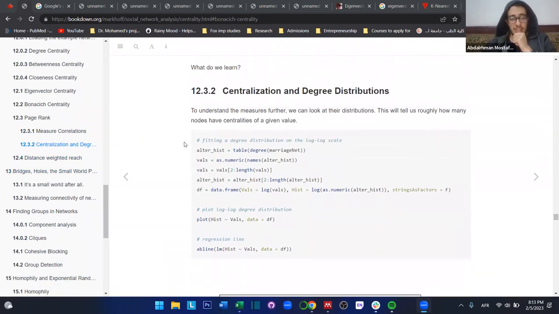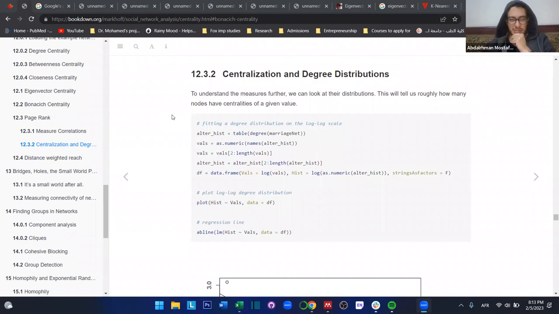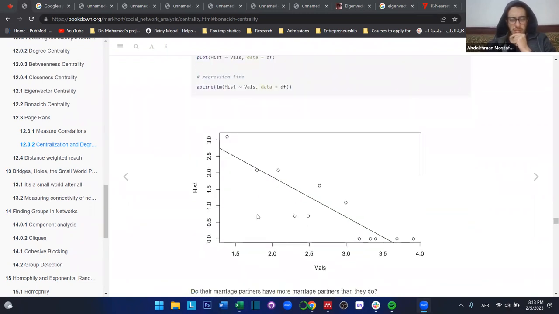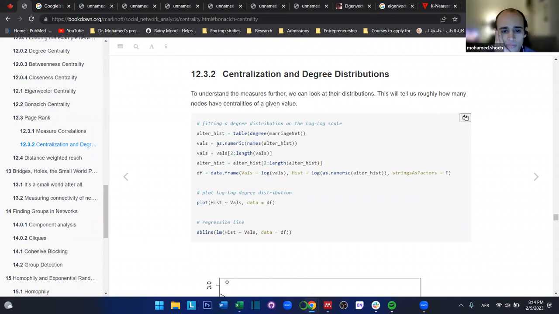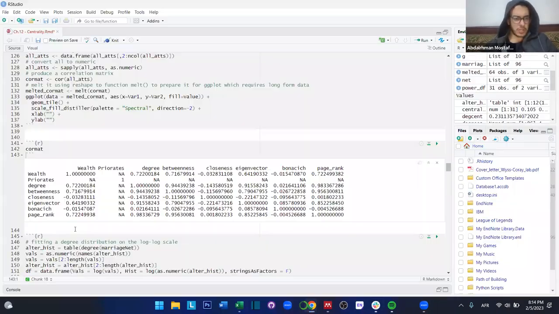Now, the next section was quite complicated for me, to be honest. So they try to understand them further by looking at their distributions. And this part was not quite intuitive for me to understand. They try to fit a degree distribution on the log-log scale. I understand how they use the log to scale the values, but I don't understand what the values are exactly. So they used the degree function on the marriage net, and then tabulated it, and then turned the names of that table into numbers, or treated them as numeric, right? But I need to look at the table itself in order to understand what kind of values these are.